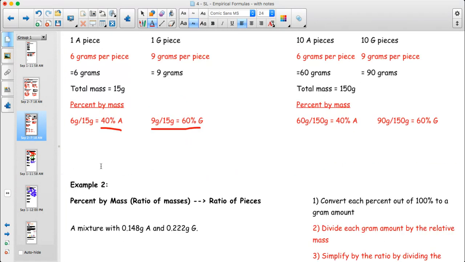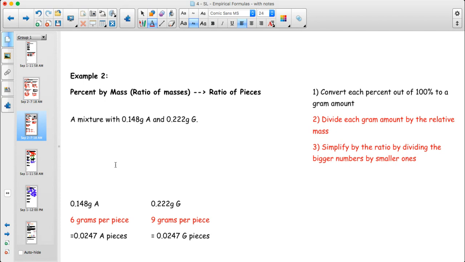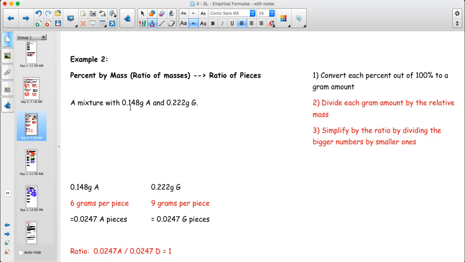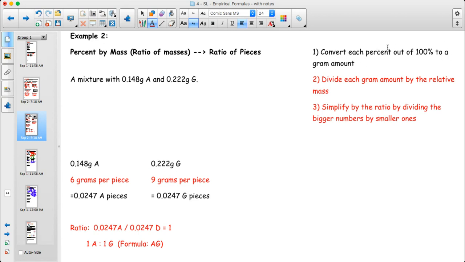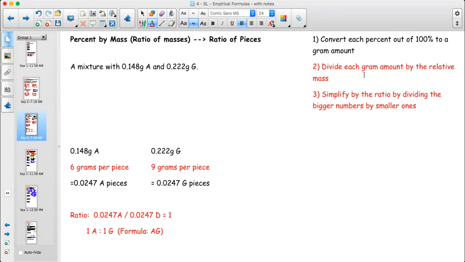And now if we flip it to start with masses and go to pieces, in this example, instead of starting you with percentage values, which you turn into gram values like you did in the last example, I've actually just started you with gram amounts. This is a little bit more similar to what you would see in an experiment in class. So if 0.148 grams comes from A and 0.222 grams comes from G, just skip the first step. You don't have to convert percents to grams anymore. Now just go straight to this step.